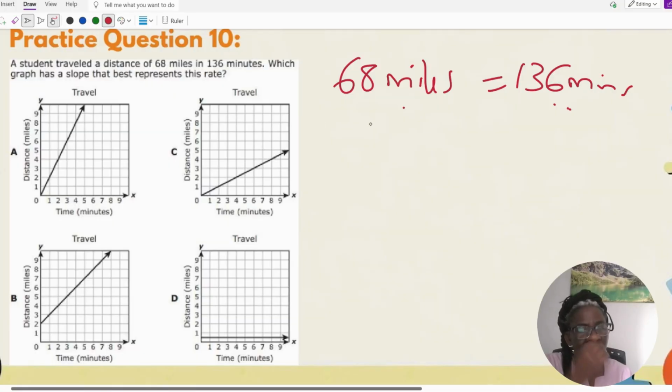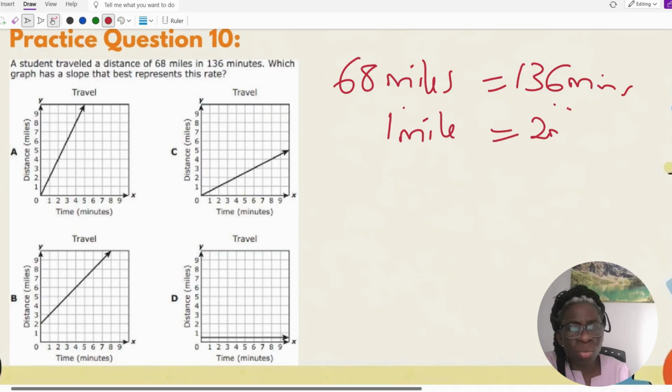So this means it will take 2 minutes to cover 1 mile. So identify it on the graph. On which graph does 1 mile take 2 minutes?